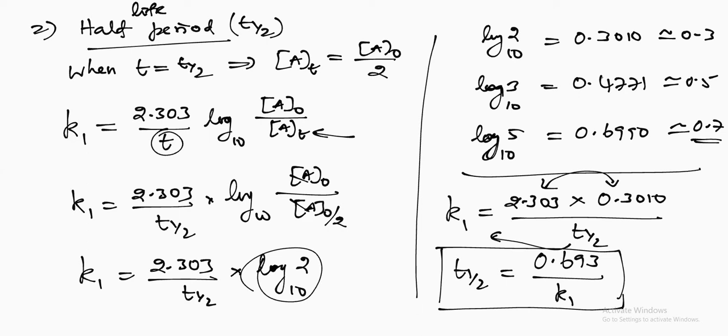Note down: T half is equal to 0.693 by K1. Students, does any concentration term exist in the half-life period expression? See the final expression. Is there any concentration term? No, sir. That means the half-life period of a first order reaction is independent of the initial concentration of the reactant.